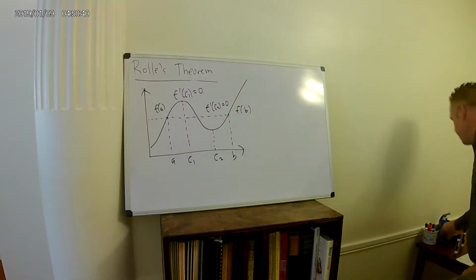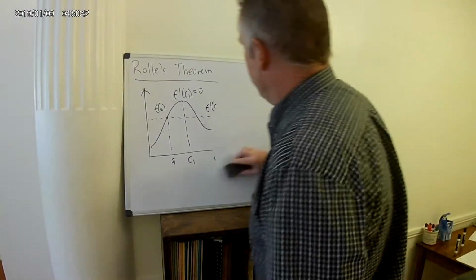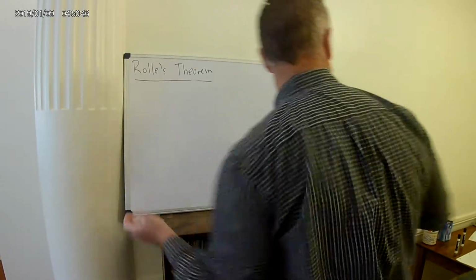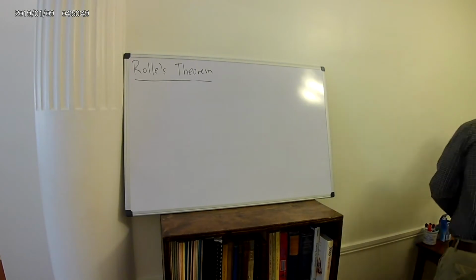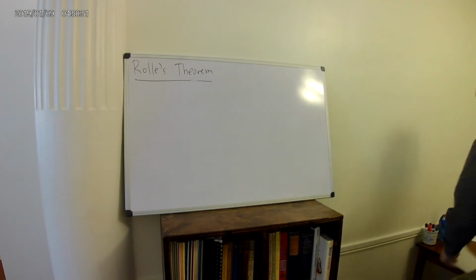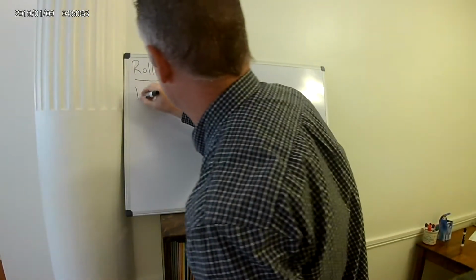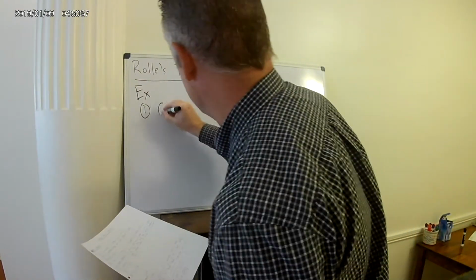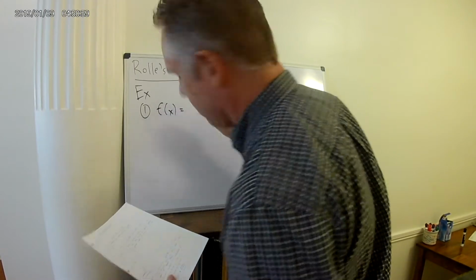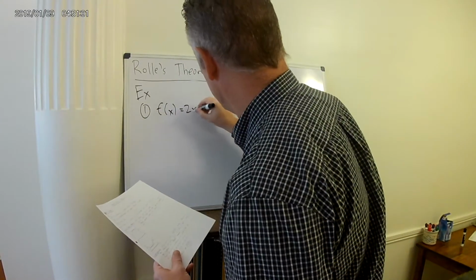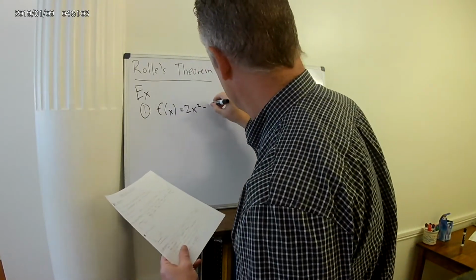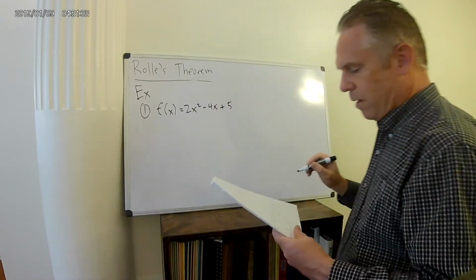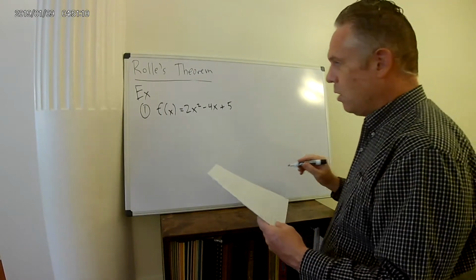Okay, let's do an example problem involving Rolle's theorem. Okay, so here's an example problem we can consider. Let's suppose we're given some function f of x equals 2x squared minus 4x plus 5. Okay, and there's 2 parts to this.